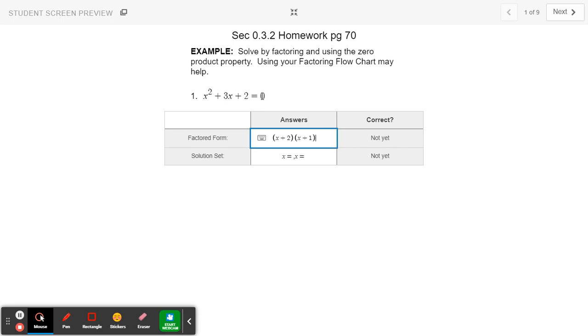It will be the same. But since this is an equation, I want to make sure that I do put equal to 0. If you don't put equal to 0, it's not going to say it's correct because it is an equation. So that is my factored form: x plus 2 times x plus 1 equals 0. Notice the green check came up.